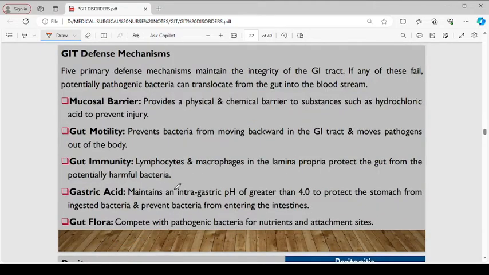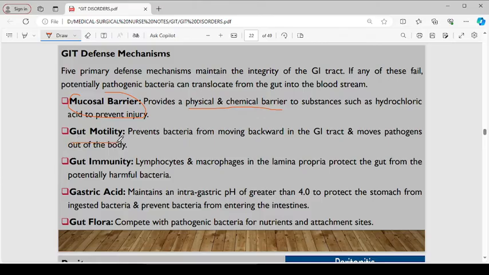So we have the general GIT defense mechanisms. There are around five primary defense mechanisms that maintain the integrity of the GI tract. If any of these fail, we could have potentially pathogenic bacteria that can translocate from the GIT into the bloodstream. The first barrier is the mucosal barrier. This provides both a physical and mechanical barrier to substances such as hydrochloric acid so as to prevent ulceration.